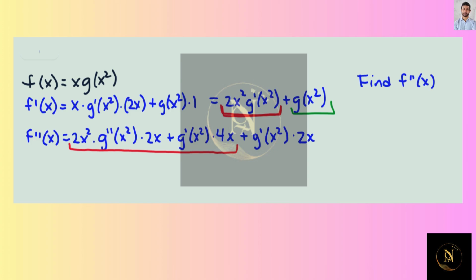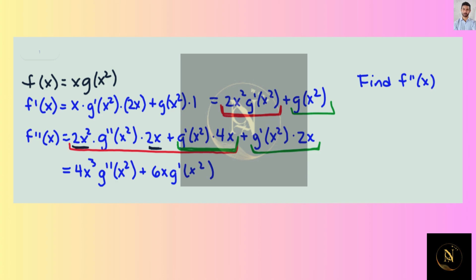Okay, let's see what we can do to simplify. So in the first term, we have 2x squared times 2x. We'll multiply those, and that's 4x cubed. So we have 4x cubed times g double prime of x squared. And then our second term is 4x times g prime, and our third term is 2x times g prime. So we can add the 4x and the 2x, and we get 6x times g prime of x squared. Now the problem says we can give our answer in terms of g prime and g, so we can leave it like that.